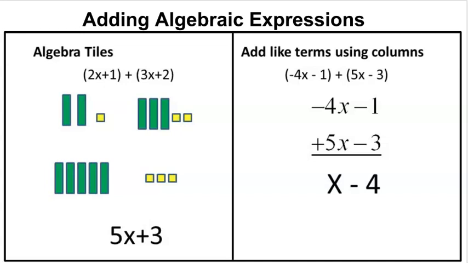To add algebraic expressions, you can either use algebra tiles or add the terms using columns. Here are 2 examples. Adding with algebra tiles might be easier at first, but eventually you'll need to learn how to add with columns. So just adding the x terms together and then adding the numbers.